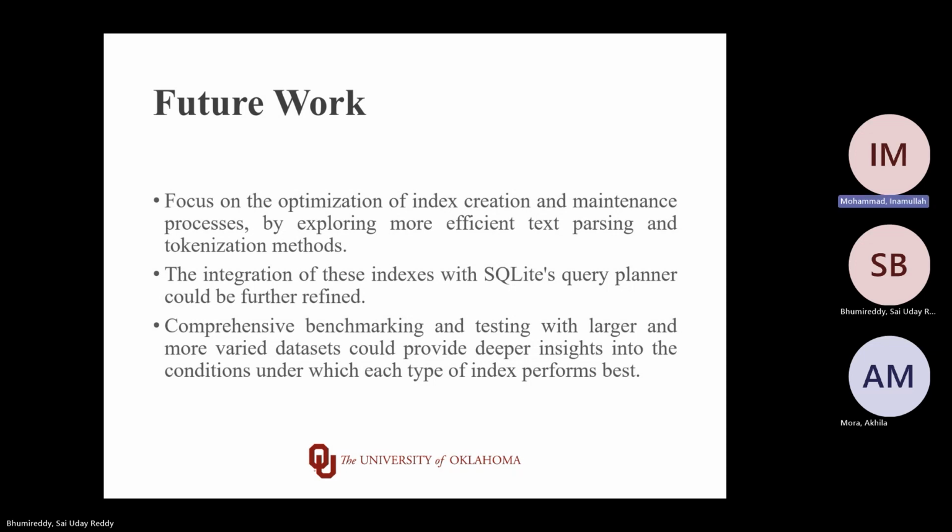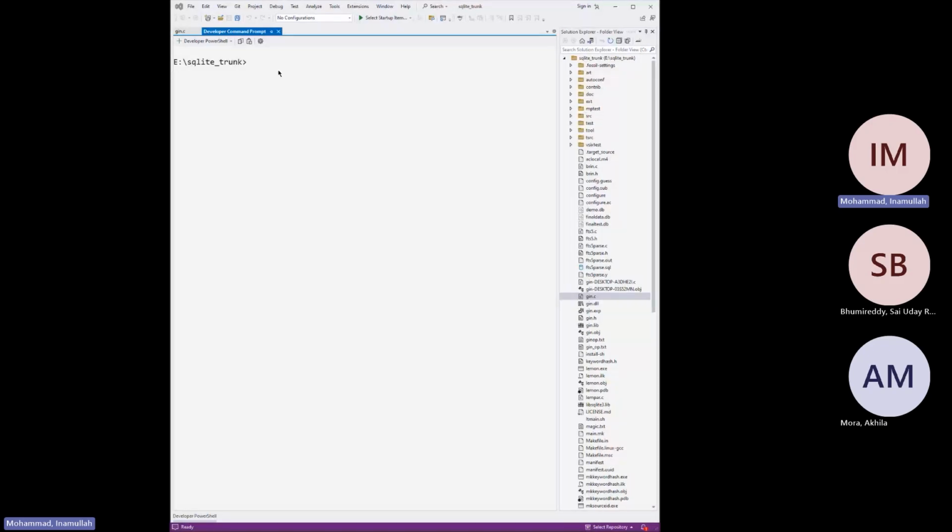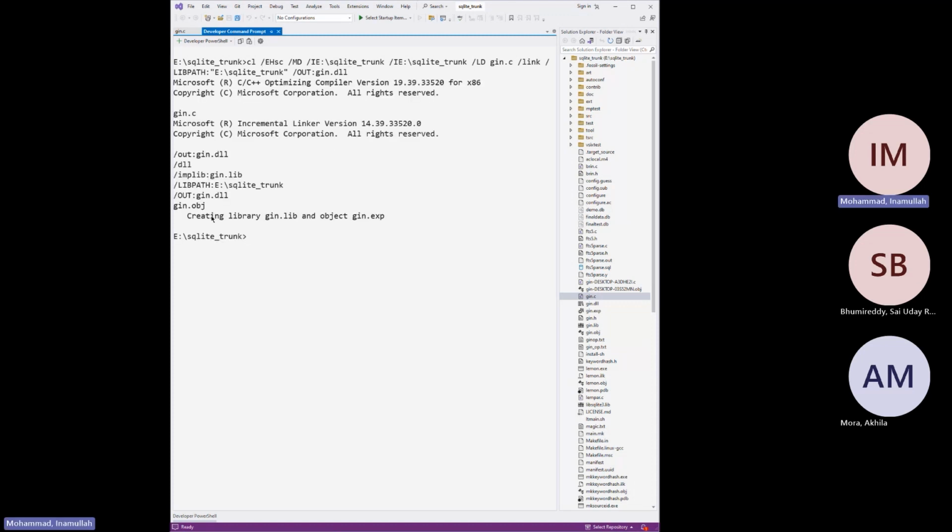And now let's dive into the live demo. So let me just quickly share my screen. So here we are. So first we have to compile the .c files to create a DLL. So now this is the command. So here it mentioned that gin.dll is created.